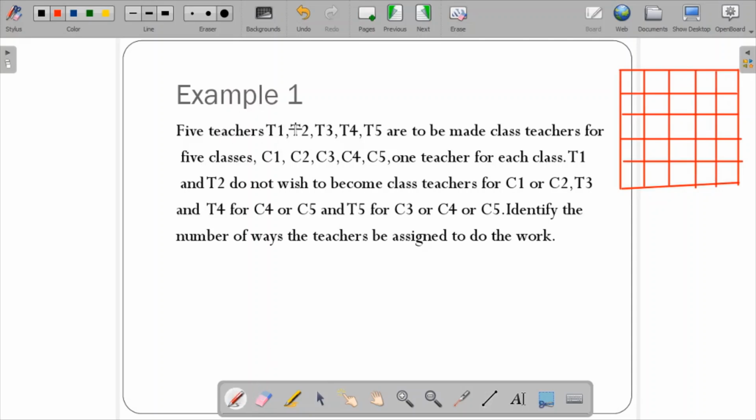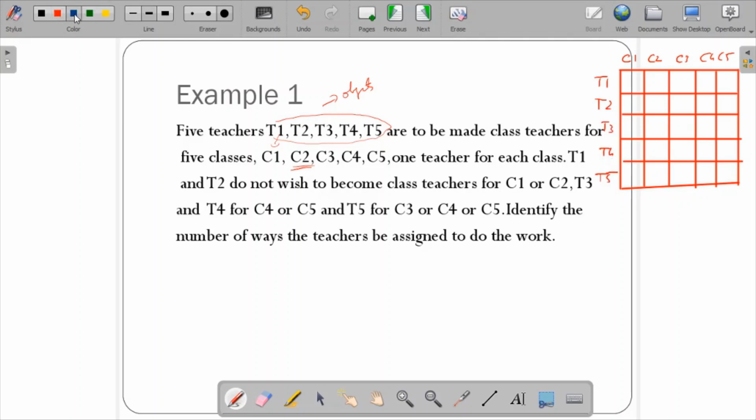So 5 teachers T1, T2, T3, T4, T5 are to be made class teachers for the 5 classes. So how many classes? 5 classes. If these are to be made class teachers for these classes, there are conditions. These are actually objects, whereas the class teachers are taken as positions. So we'll put C1, C2, C3, C4, C5 over here, and then T1, T2, T3, T4, T5 over here.